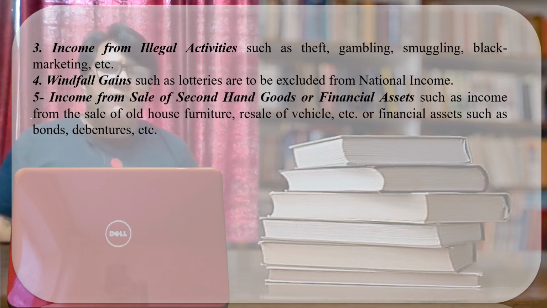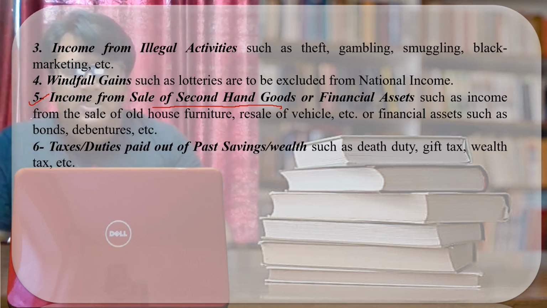Next is income from the sale of second-hand goods. That is a very important point. When I say income from the sale of second-hand goods or financial assets, it will not be considered while calculating the national income. Why? Because the goods which we are selling right now were already considered at the time of purchasing. Fine. So we will not consider it again. If we consider it again, it will be double counting. So the sale of second-hand goods should not be considered, because when we purchased it, it was already considered in the national income.